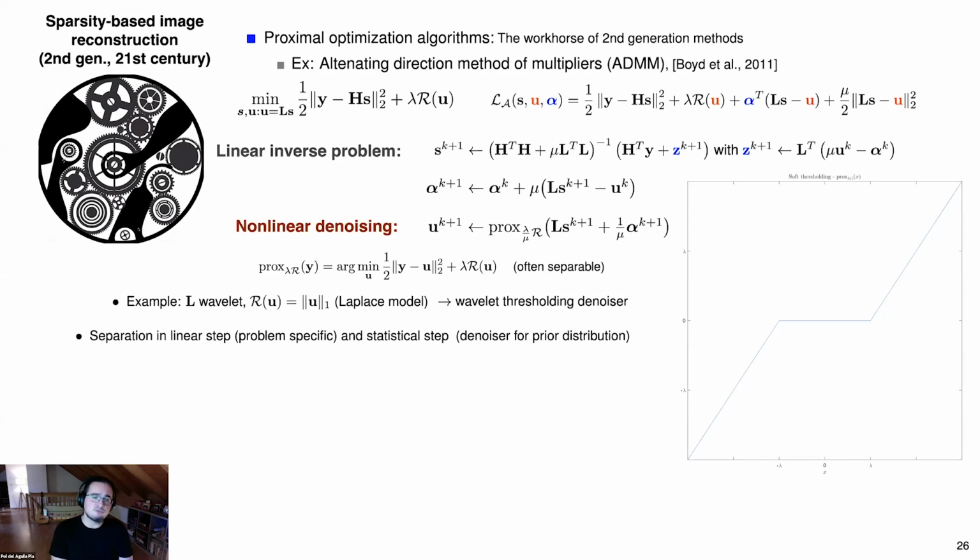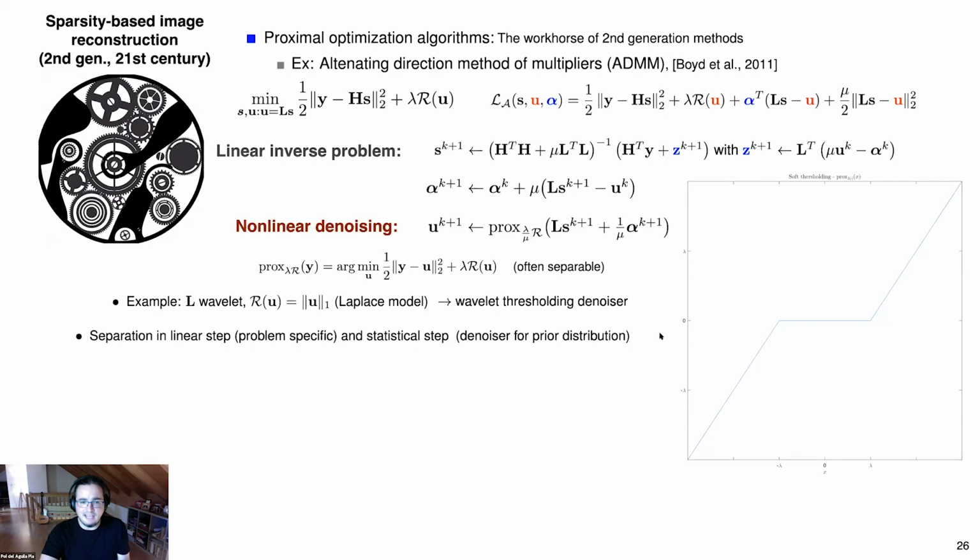A particular example to see the relation with denoising is that of choosing L to be a wavelet transform and choosing the regularizer to be the one norm, because basically that turns out to be the wavelet thresholding denoiser. So basically this proximal operator has a closed form solution for the L1 norm that looks like this. So basically it takes all values between minus lambda and lambda and puts them to 0, and values outside there are simply pulled towards the middle by subtracting or adding lambda where relevant.